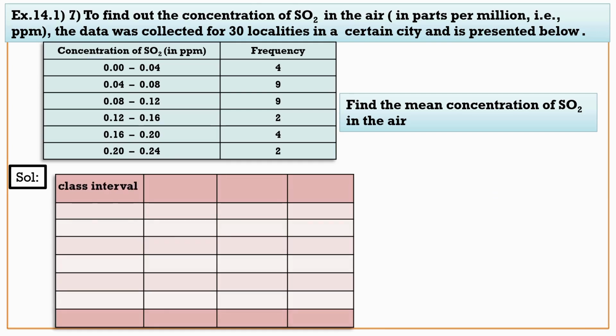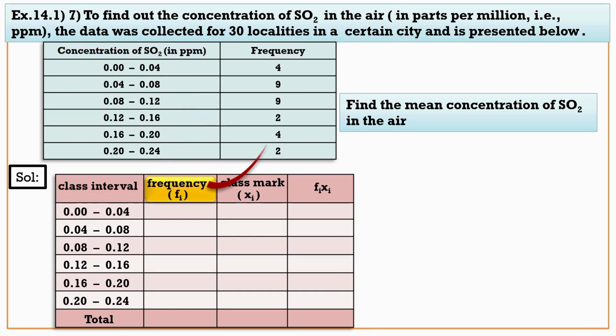Now write the class interval, frequency, then class mark. You can write class mark in the second column also, that will not be a problem. And then fixi. Now just copy all the class intervals and all the frequencies from the question. First we need to find the xi, that is lower limit plus upper limit by 2. So 0.00 plus 0.04 by 2.